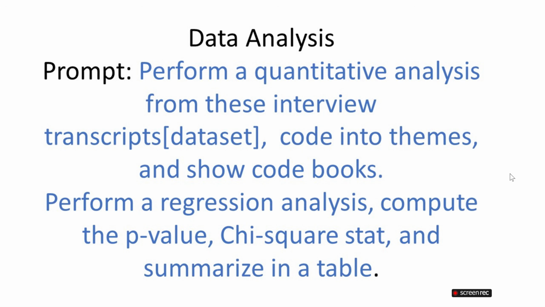You have the upload button there. Any format, ChatGPT can support it. And then you upload it and tell ChatGPT to perform a regression analysis, compute p-value, chi-square, and you tell it to summarize it in a table, and it will present it for you within seconds. Okay, but you still need a background understanding of statistics to make sense out of what it has produced for you.